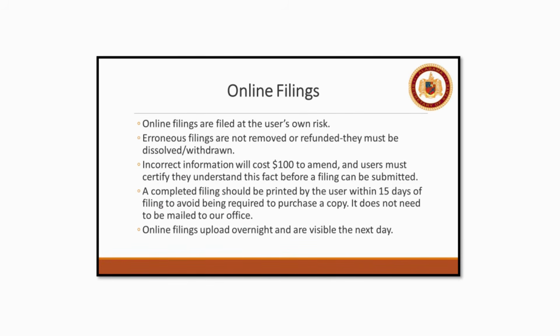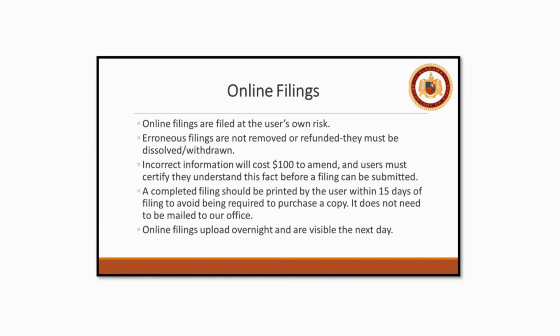Before we discuss these options in detail, there are a few important facts about online filings in general to note. Online filings are filed at the user's own risk. Erroneous filings are not removed or refunded. They must be dissolved or withdrawn. Incorrect information will cost $100 to correct, and users must certify they understand this fact before a filing can be submitted. A process filing should be printed by the user within 15 days of filing.